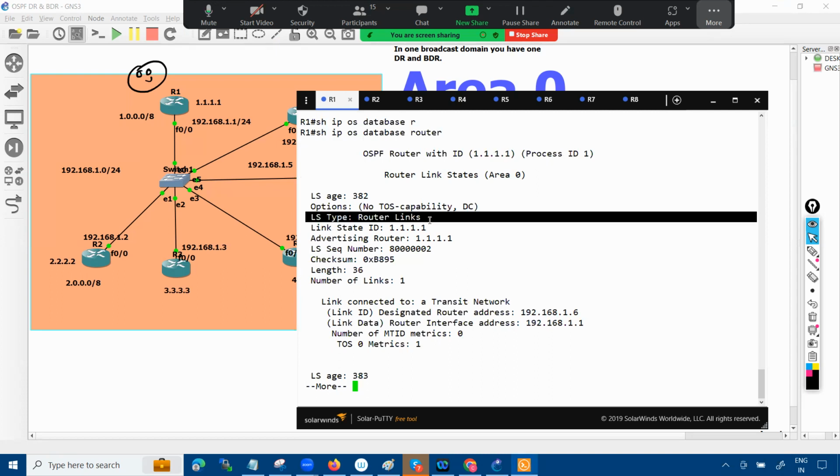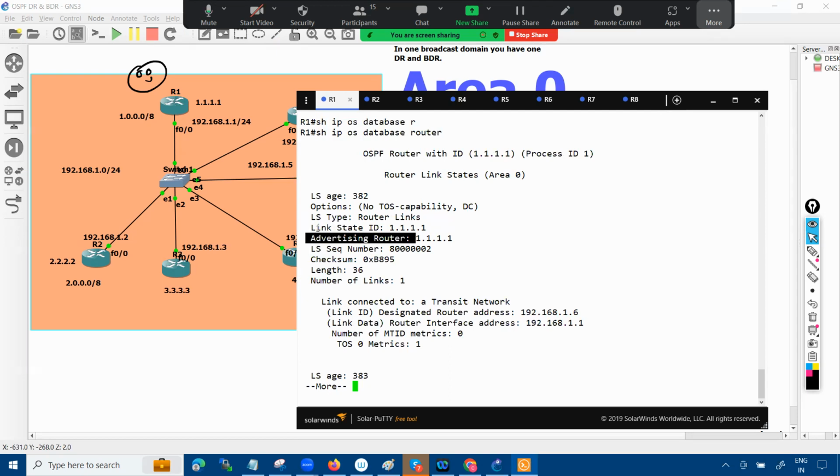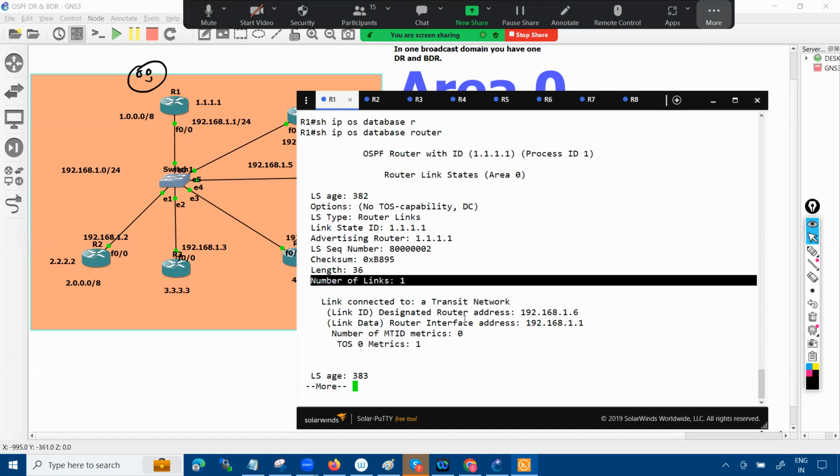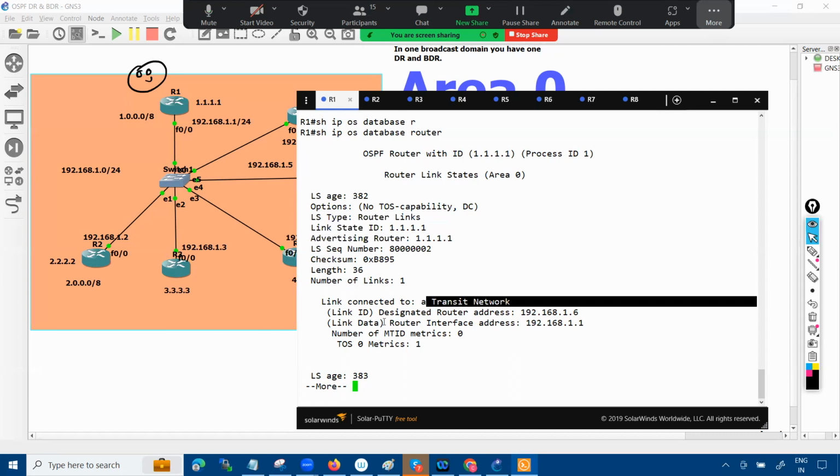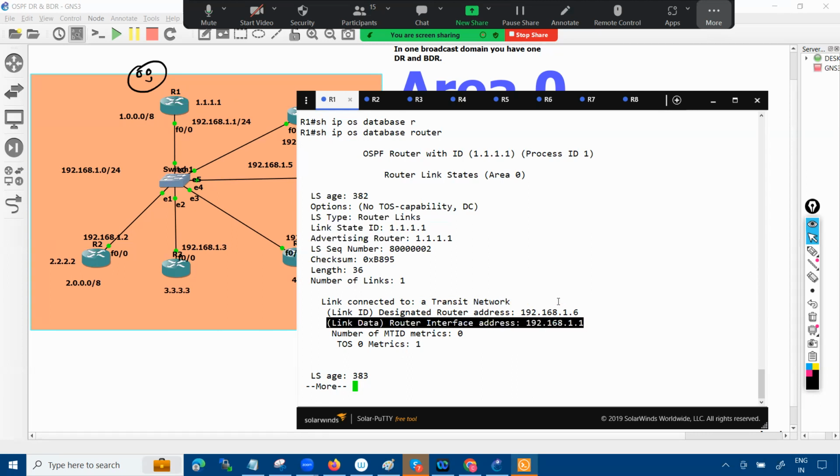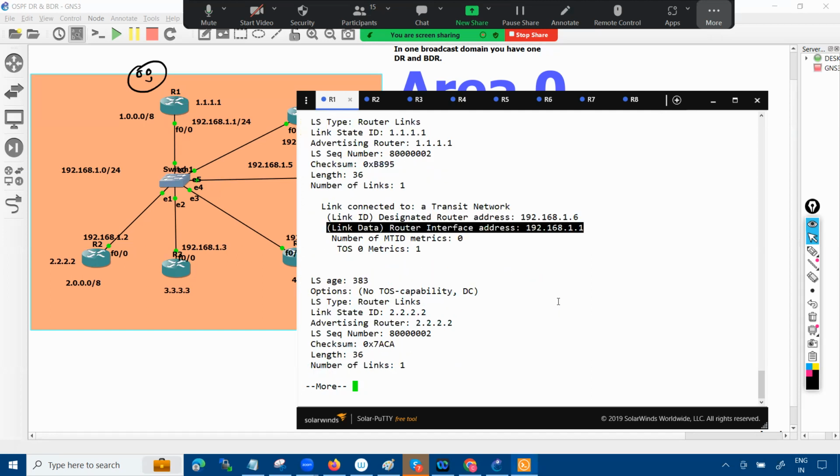LSA type is router links. The link state ID is 1.1.1.1, that's router 1. And who is advertising this LSA? The LSA is advertised by router 1, which is router ID 1. We have seen the LSA sequence number, checksum and age. The number of links of router 1 is one link, which is a transit network. And what is the IP address for this? 1.1.1.1.